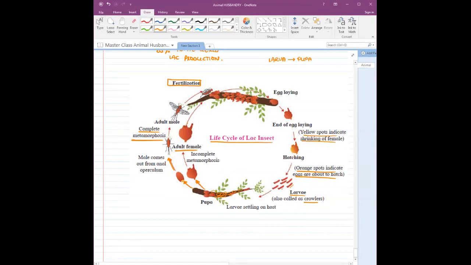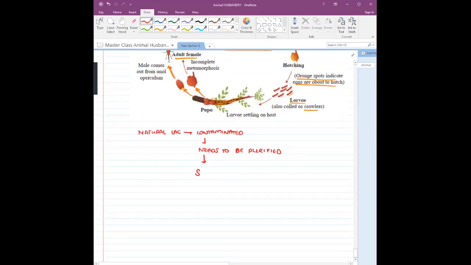Okay, so guys, when we talk about this natural lac, whatever that is prepared, it is actually contaminated, and it needs to be purified. Whenever we have this natural lac, it is always contaminated and needs to be purified. But the moment you purify this, after purification, we are going to convert this into something known as shellac. Shellac is the pure form, guys.